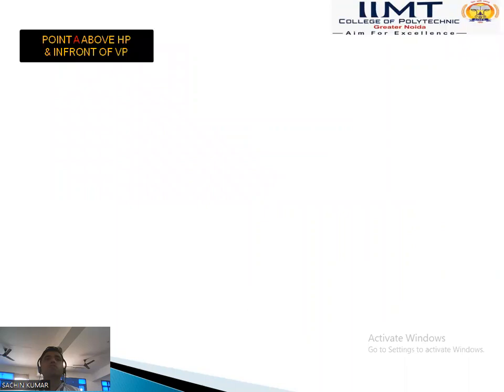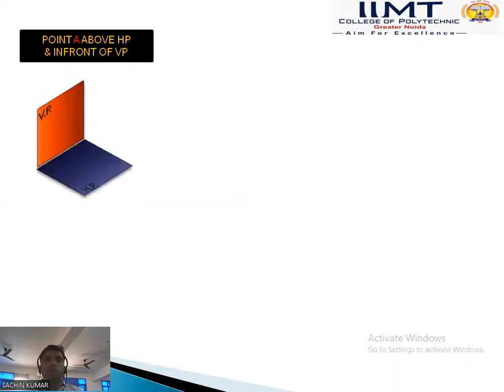So first we discuss the projection of a point. Projection of a point is a very initial topic for engineering drawing. If a point A lies above the HP and in front of the VP, as we can see on the slide, it means that the point lies in the first quadrant system. So how do we draw the projection of a point in the first quadrant system? That is the HP and the vertical plane. This is XY. A point A lies above the HP and in front of the VP.